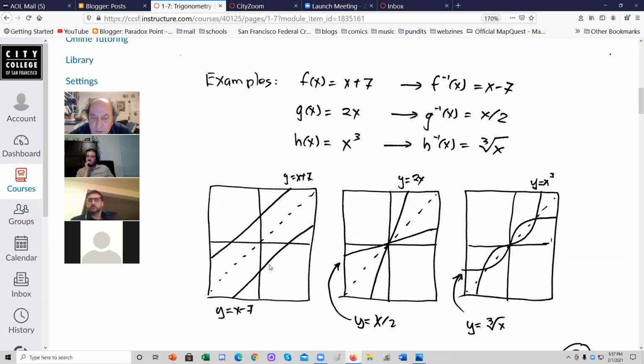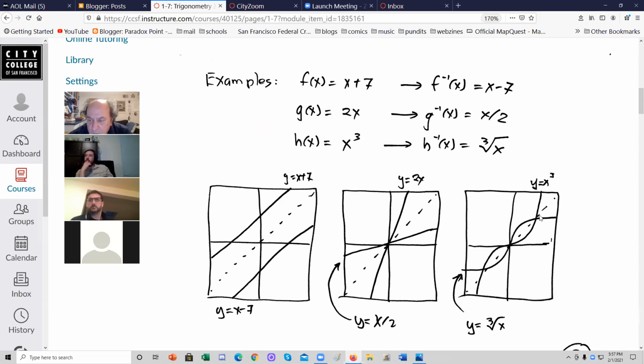Now, when we graph them, we'll see an interesting thing here. Here's a graph of y equals x plus 7. Here's a graph of y equals x minus 7. You can see they're symmetric around this diagonal line, y equals x. Here's a graph of y equals 2x. Here's a graph of y equals a half x. And if you flip through the diagonal line, you get each other.